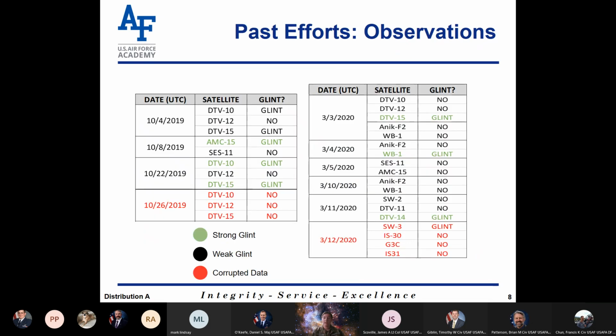So here are the polarization observations that were taken in the fall of 2019 and the spring of 2020. We're still processing and finishing off the data from the fall of 2020 and now the spring of 2021. There are 10 nights of observations observing 14 different satellites. The green indicates a strong glint if it says glint, but if it just says glint and it's in black, it means it's a weaker glint. And the red indicates data that we removed from our analysis data set because of atmospheric turbulence or another atmospheric effect that corrupted our data. And so that's going to be discussed more in detail later in my presentation.